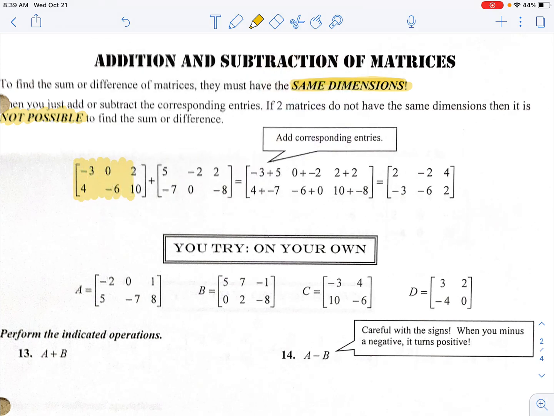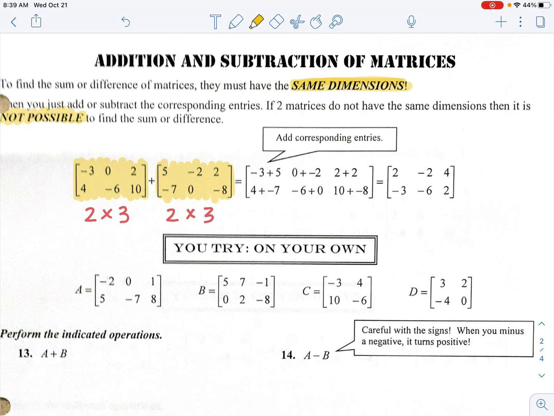So this is what a problem would look like. Here are our first 2 matrices. We've got this first matrix here, plus the second matrix here. First, you have to see if they have the same dimensions. We're going to check that first. This first one, again, you do row by column: it has 2 rows by 1, 2, 3 columns. This one over here has 2 rows and 3 columns.